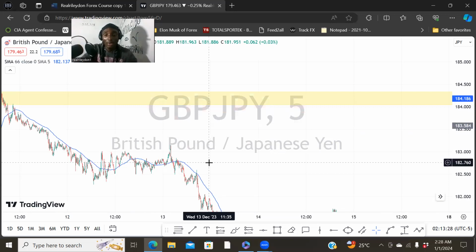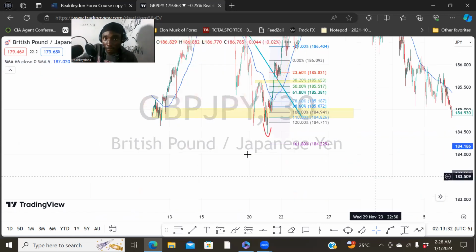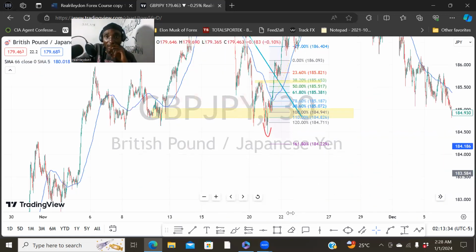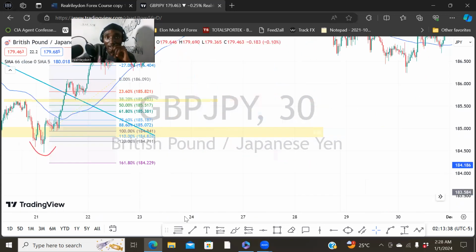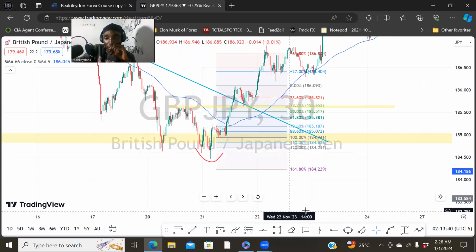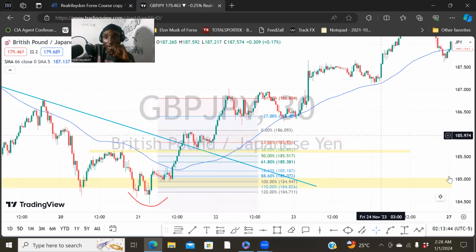So what I will do, I'll go to my 30 minute time frame. Given that we haven't seen anything to give us a signal to enter a trade, we have to wait. We cannot rush this part of it. We have to wait.